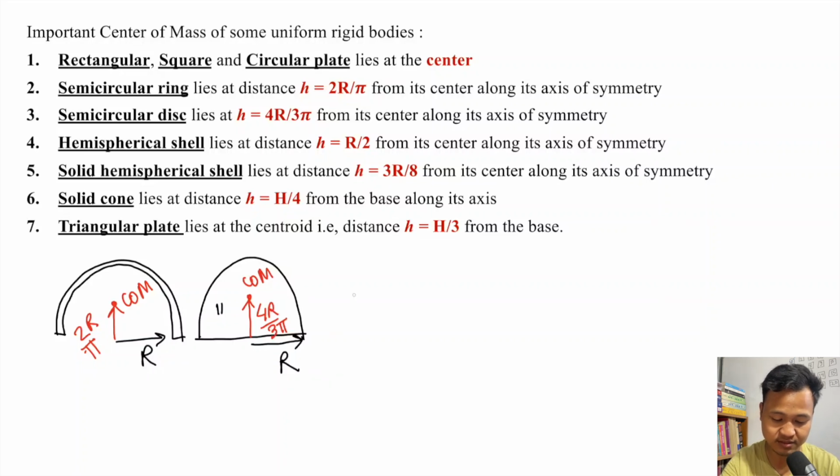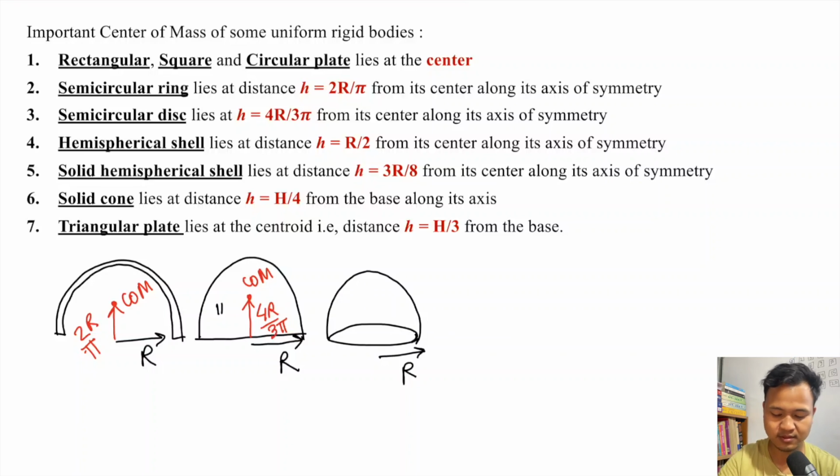Now consider a hemispherical shell, a hollow hemisphere, something like this, of radius r. The center of mass is at a distance of r by 2 from the center along the symmetry. So here is the center of mass. Note that the center of mass need not lie on the body, as with the ring, where it is outside the body. Even here, the center of mass is outside the body.